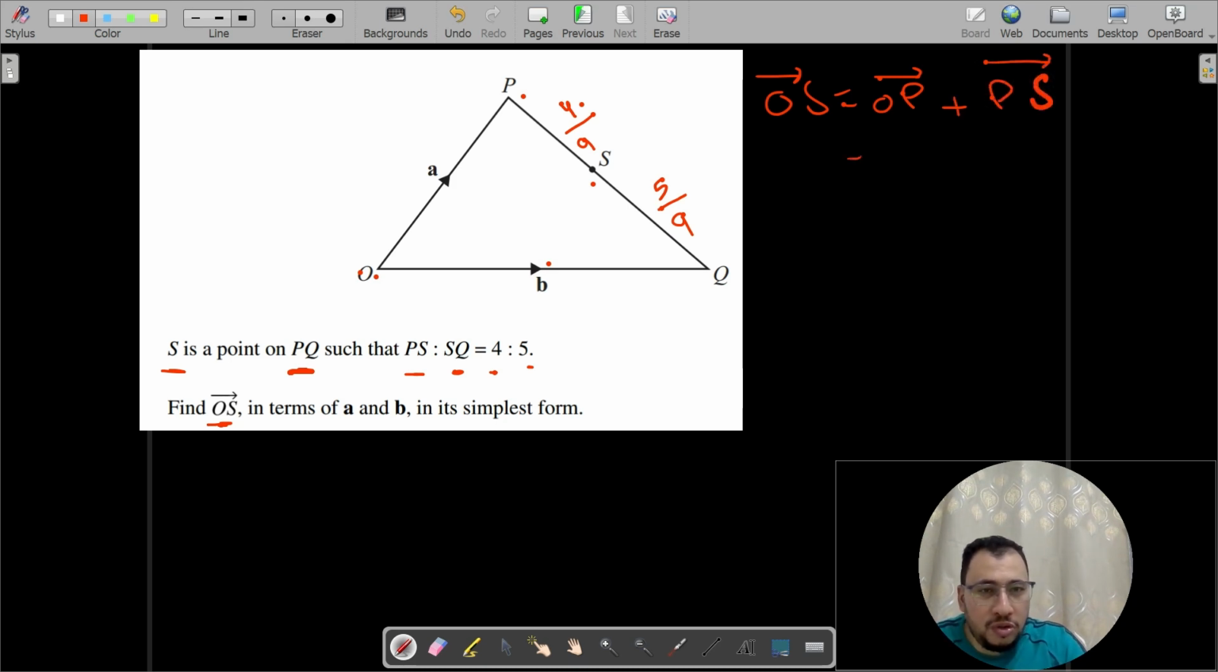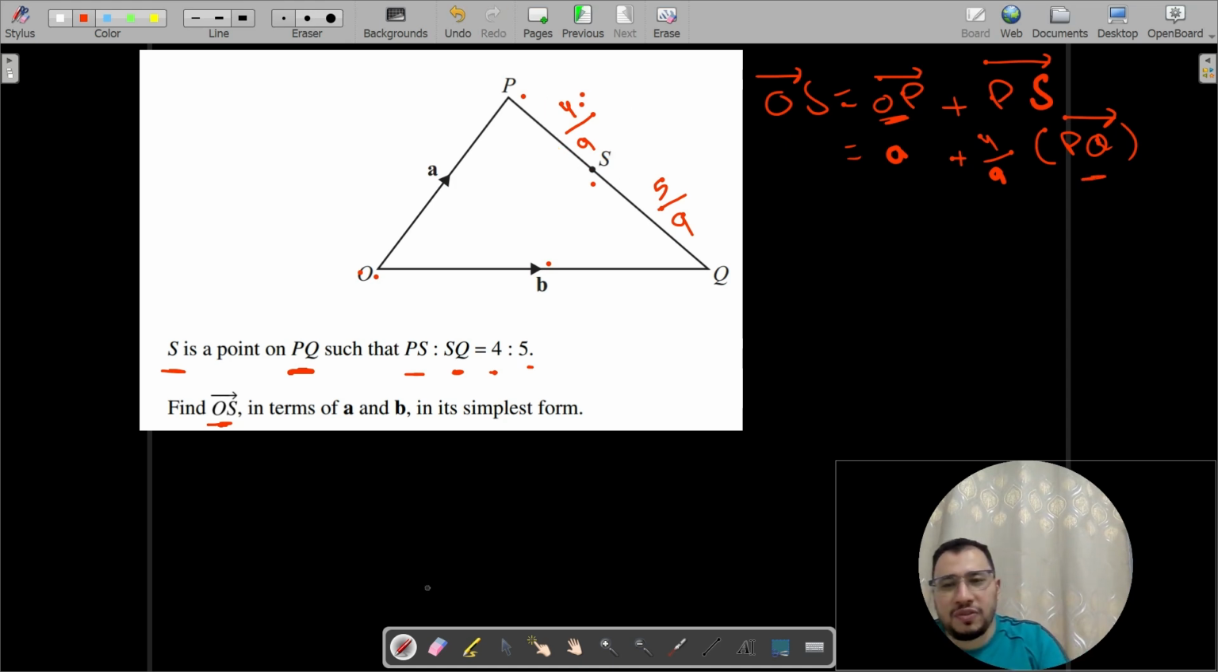You know already that OP here equals A, and PS, you don't have it, but you know already that it is 4 over 9 of PQ. Of what? Of PQ. So PS equals 4 over 9, as we mentioned here, of PQ. Do you have PQ? No. So now let's find PQ, then go and substitute.